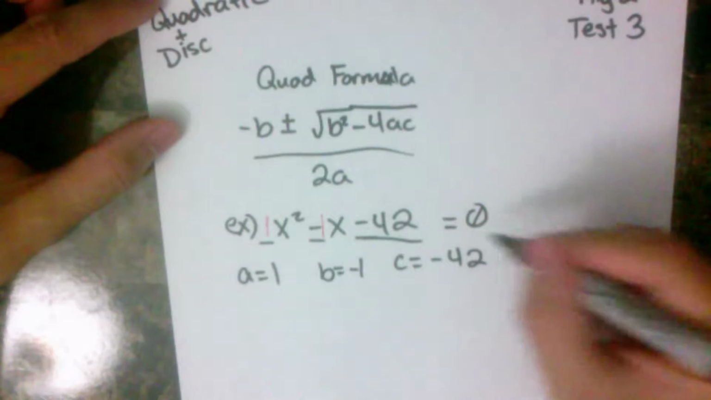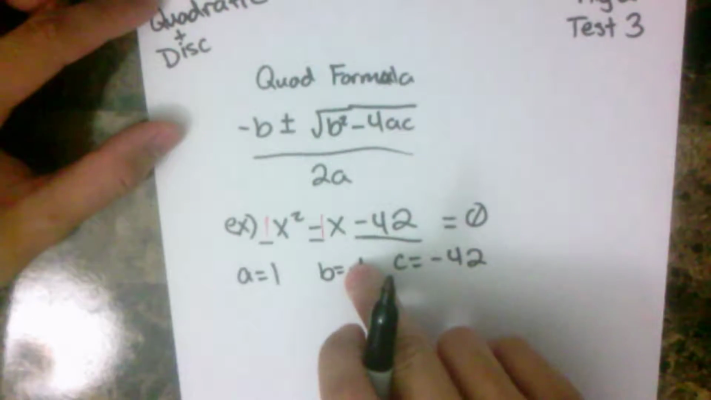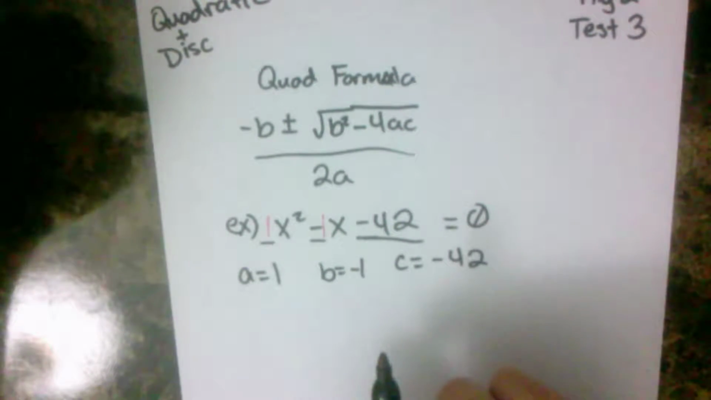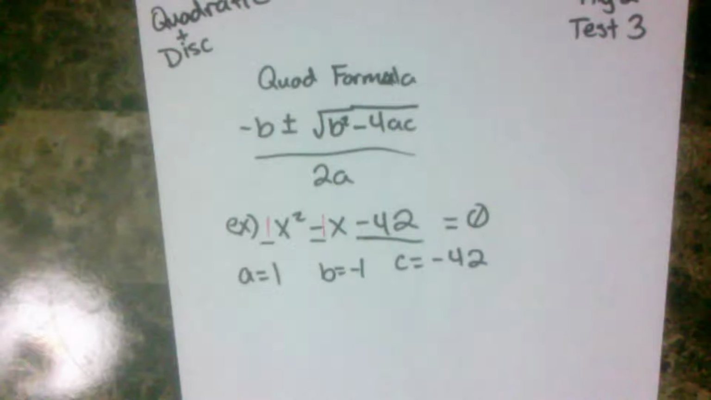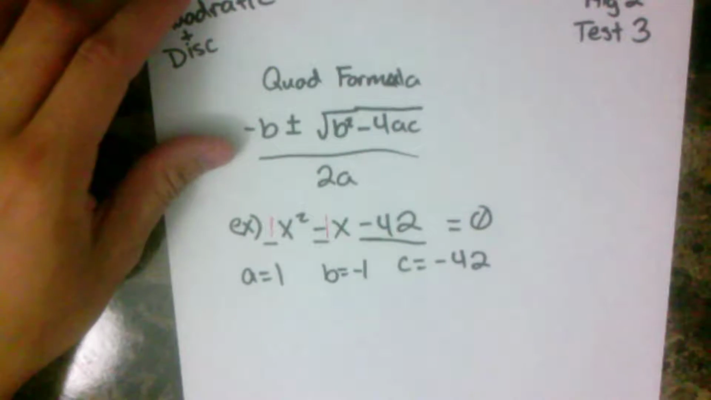Okay? If it does not equal 0, so if this was a 10, we would have to subtract 10 from both sides. We'll do an example like that in just a second, because you will get that on your test. Alright? After we've named a, b, and c, all it comes down to now is, can we plug them into our original quadratic formula?